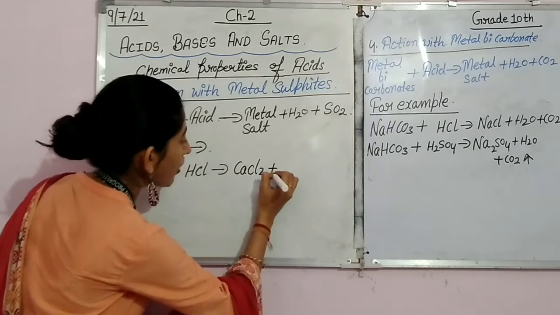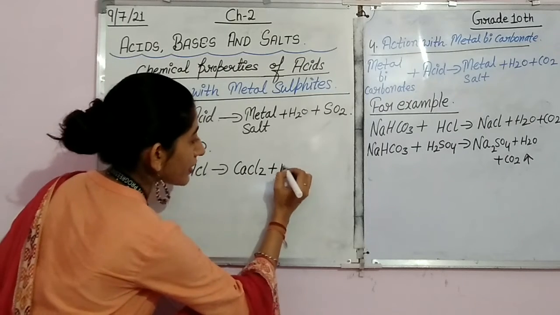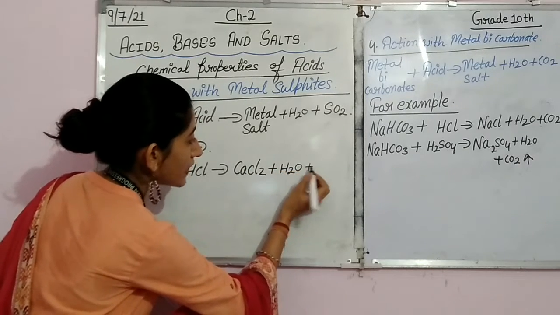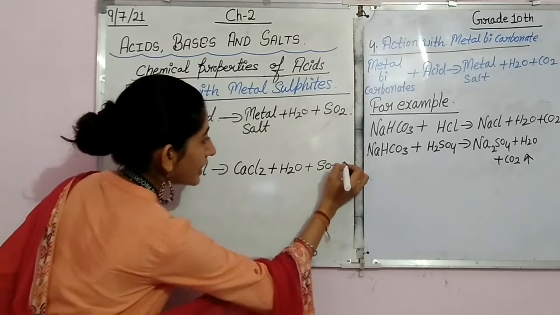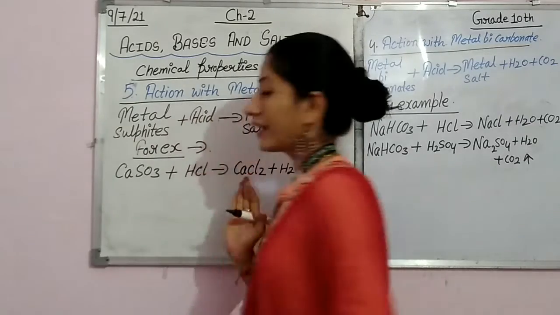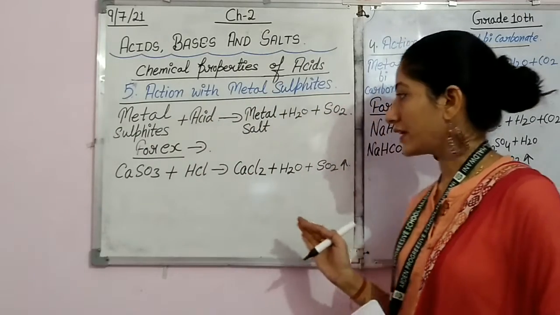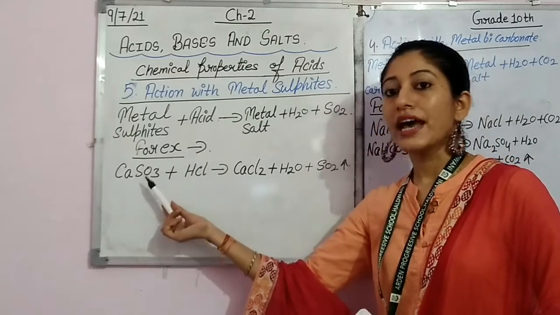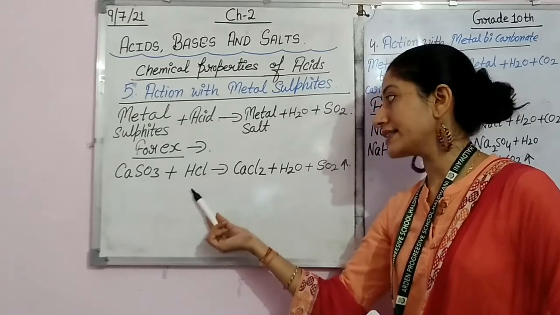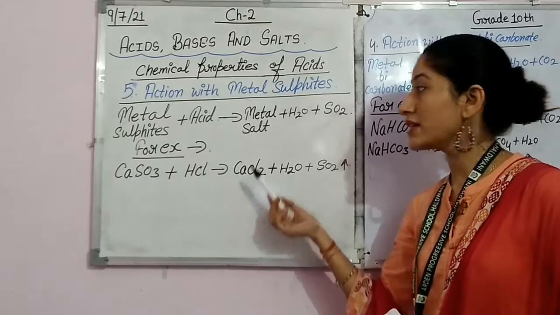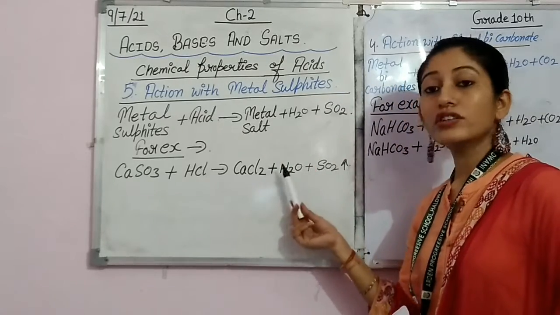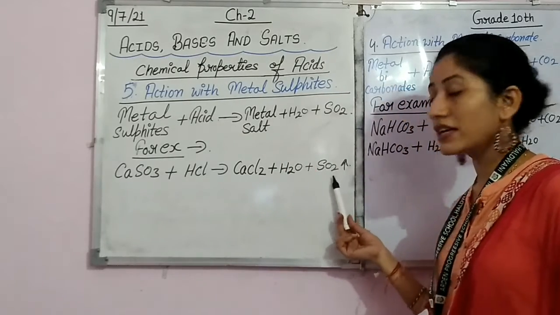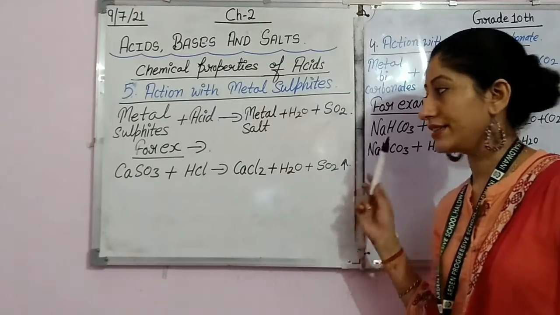CaCl2. This will form. Then we know that what will be released? Water as well as sulfur dioxide gas will be released. Okay, so what we have seen here? We have seen here that when we are taking metal sulfides and reacting them with acids, then metal salt forms, and with the metal salt, water also forms and sulfur dioxide gas is released.